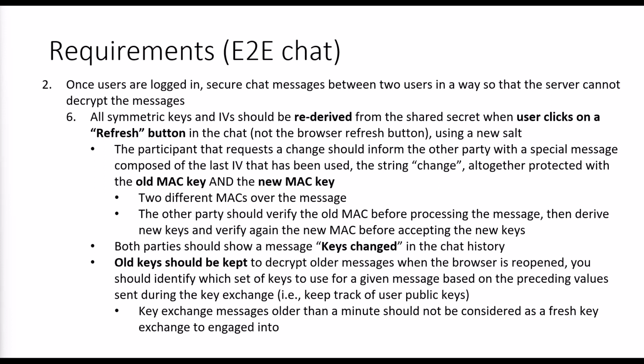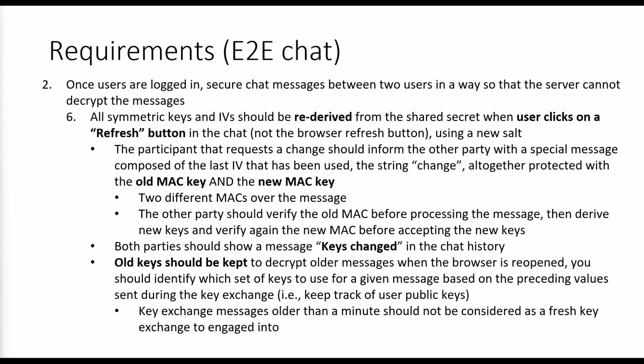The participants that request a change should inform the other party with a special message that is composed of the last IV that has been used, the string change, altogether protected under the old MAC key and the new MAC key. All right? So a special message that contains last IV used together with the string change and protected with two MACs, one with the old MAC key, and the new MAC key, which is derived after the change of the keys.